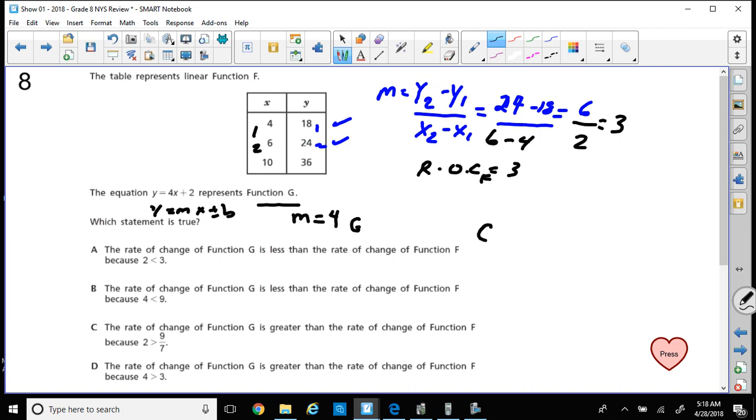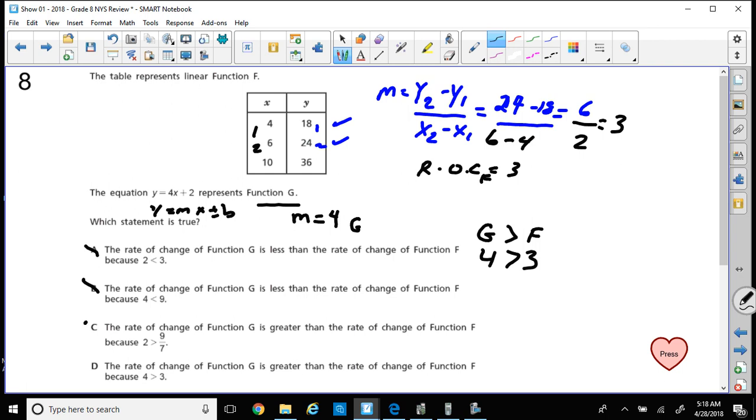G, rate of change is 4. We know that it's greater than the rate of change of f. So let's see, 4, 9. So that's not it. 4, 9. I don't know where they're getting that from. Rate of change for g is greater than... I don't know where they're getting 9 from.